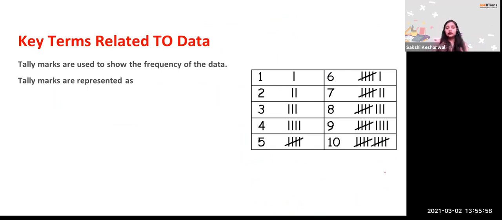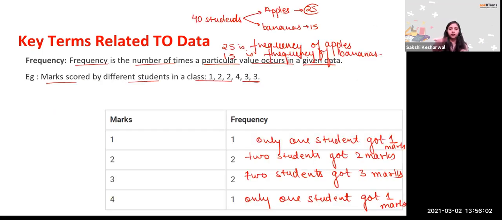Now, this is called the tally marks. How are you going to write the frequency? Frequency means like I wrote it over here, like 1, 2, 3, 4. So sometimes it feels confusing. So sometimes your tally marks are very important.